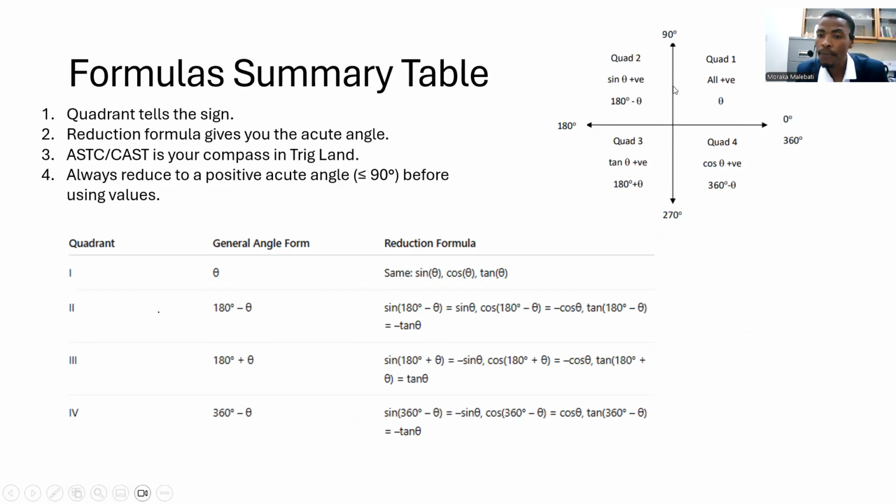So this is our CAST, and in this one we are having everything in the first quadrant. We're just having theta, and then in the second quadrant we're having 180 minus theta, and then in the third quadrant we're having 180 plus theta, and then in the fourth quadrant we're having 360 minus theta.